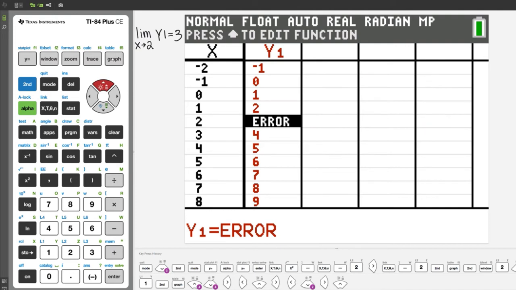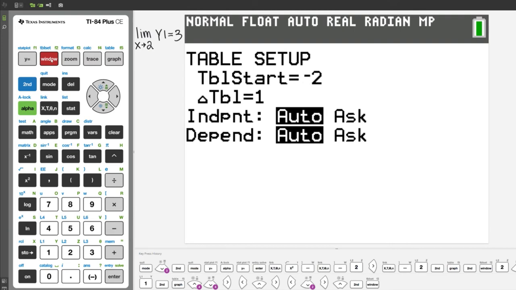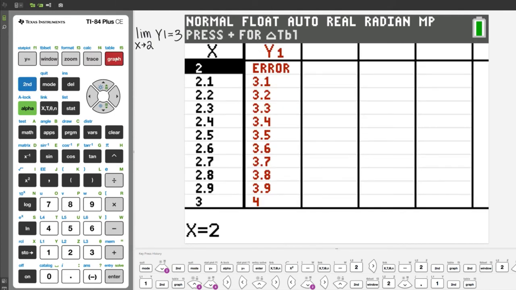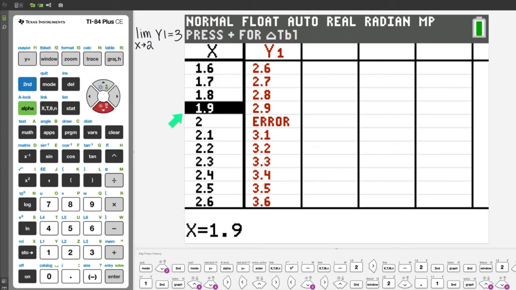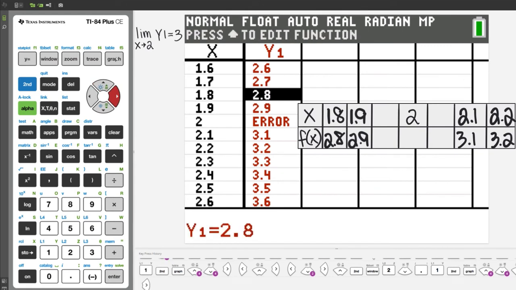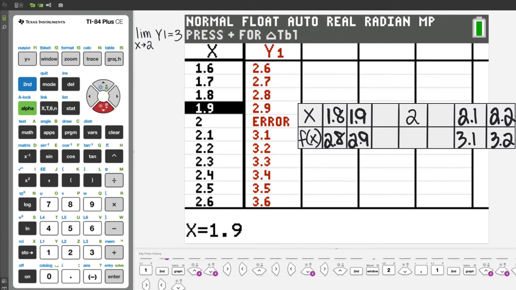We should be comfortable with the fact that y is approaching 3 when x is approaching 2, but let's zoom in a little closer. Second window takes us back to our table. We have to change the table start because we moved around the table. And let's make the delta table 0.1. So x is going up and down by 0.1. Back to the table allows us to see that the x values go up by 0.1 and down by 0.1. Notice the error is still there, but we're a little closer. And if you're following along with the notes, you could enter the values for 1.8 and 1.9, the y values.